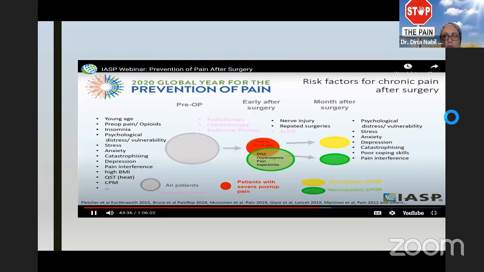So for prevention of pain, we can do preoperative prevention when we screen patients who are vulnerable to developing chronic pain, and early prevention when we screen patients who are seeking opioids, or whose pain is not controlled on the first day of surgery. These patients should be dealt with in a different way, as should patients who have psychological depression or catastrophizing events.